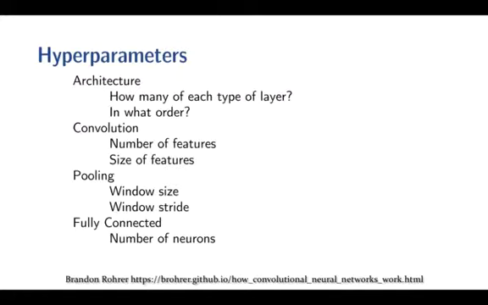Now, there are a bunch of hyperparameters here. What is the architecture to begin with? I don't quite know how many layers of each type, in what order. For convolution, what's the number of filters I should use, and what's the size of each filter? For pooling, what's the window size, what should be the stride? For fully connected, how many neurons should I have in the fully connected layer? All of this is not known. These are hyperparameters that you might have to optimize over. Or you just take your guess and try it. The standard approach is that you try a lot of those and do training on each one of them, and then see which kind of architecture works better for you. That's a very, very computationally expensive approach to take.